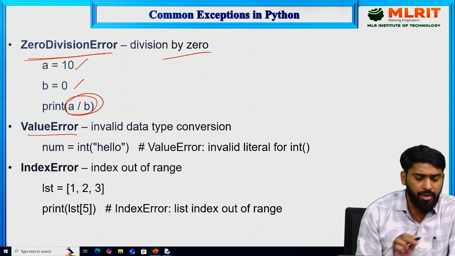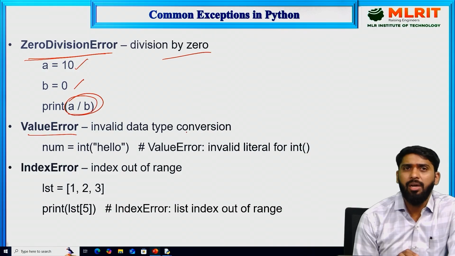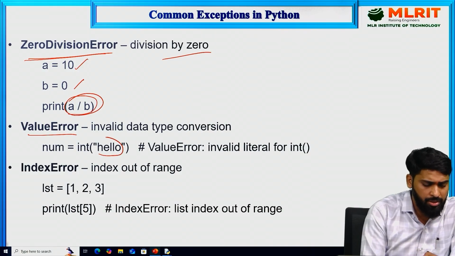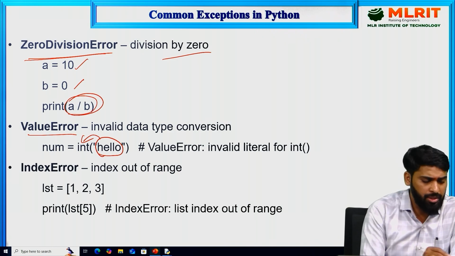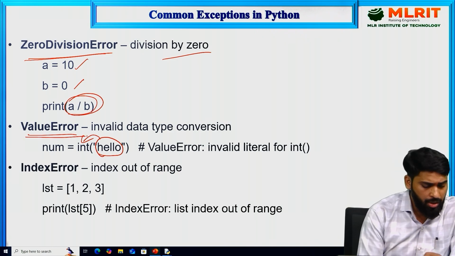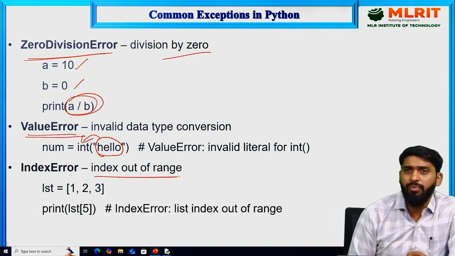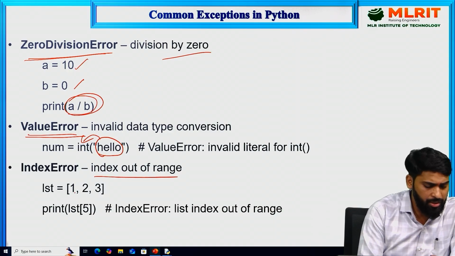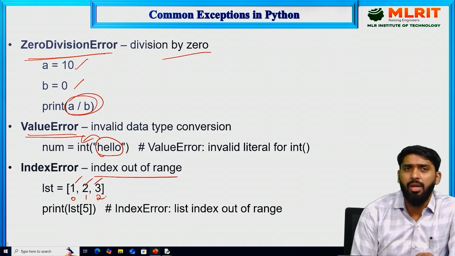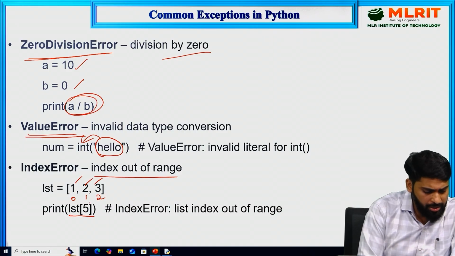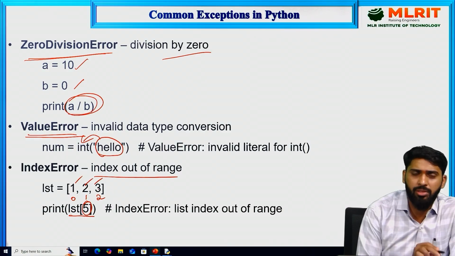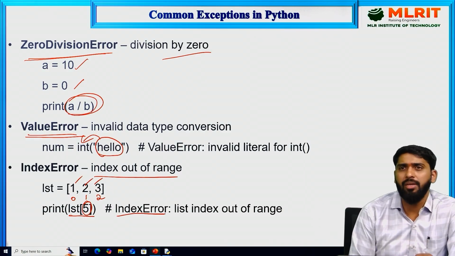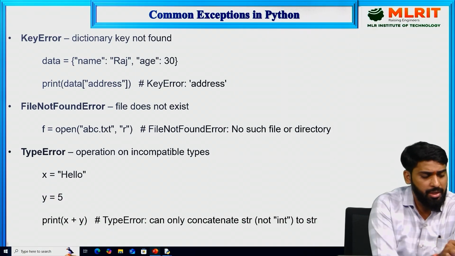ValueError is for invalid data type conversion. Now I want to convert "hello" into an integer, so it will return an error. What is the type of the error? ValueError. Now IndexError, index out of range. Here I define one list with 1, 2, 3, where 0, 1, 2 are the indexes, but here I am trying to print the index 5. The 5 is not in the range, so it returns an error, IndexError. Another common exception is KeyError.